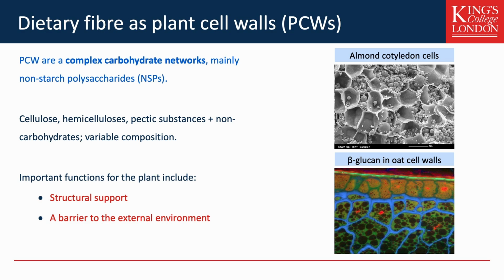And again, as Marianne talked about, dietary fibre, we're primarily talking about the components of plant cell walls. Cellulose, hemicelluloses, pectic substances, and then the non-carbohydrate components. There are important functions for the plant, including structural support, and then a barrier for the external environment. I'm going to skip over this quite quickly because everybody's already talked about it.